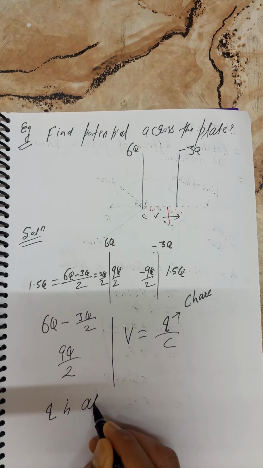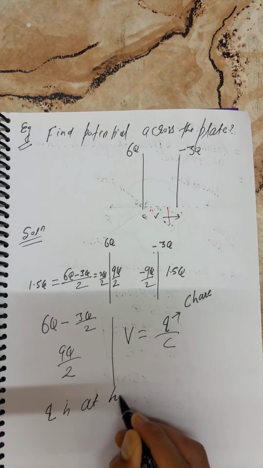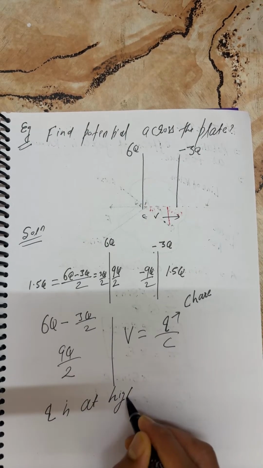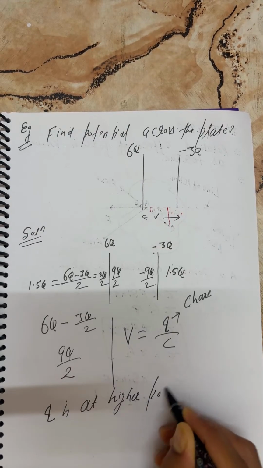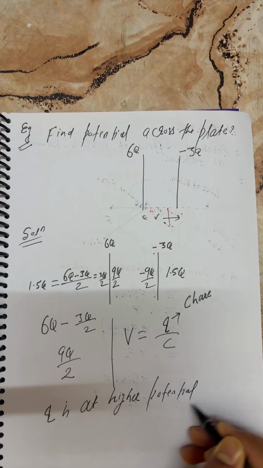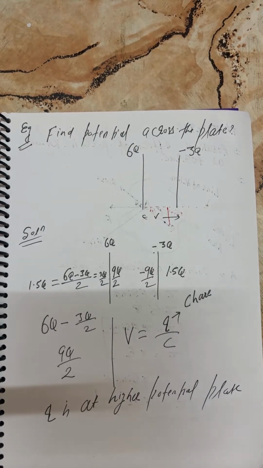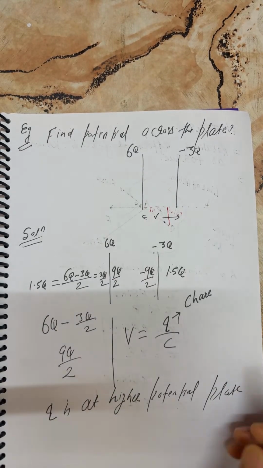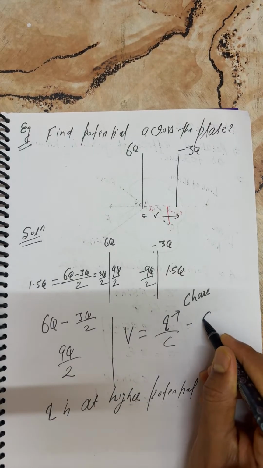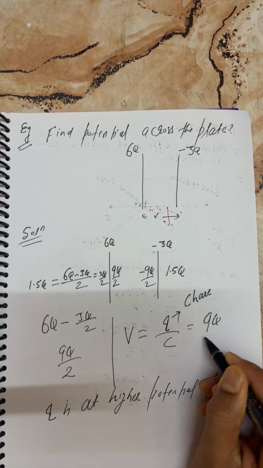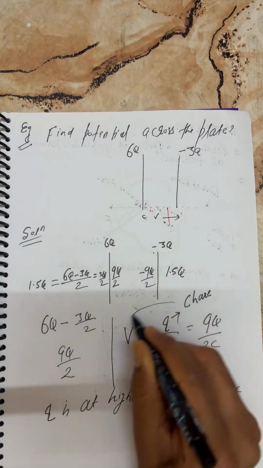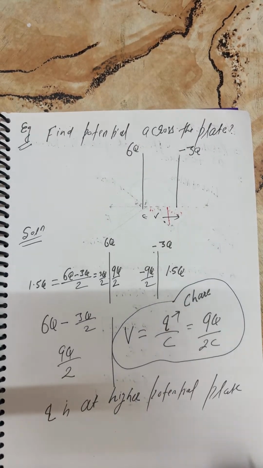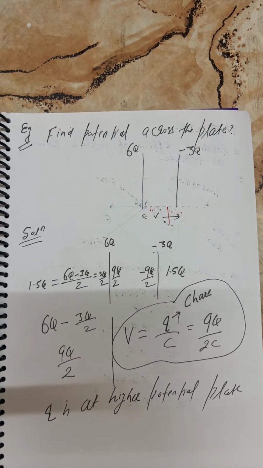Charge is at higher potential plate. So this charge is at the higher potential plate. So what is Q? This is 9Q by 2C. So here I can say this is the potential across the plate. Potential across the plate: V is equal to 9Q by 2C.